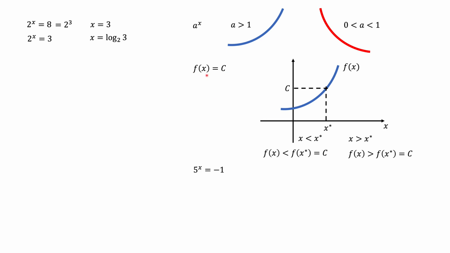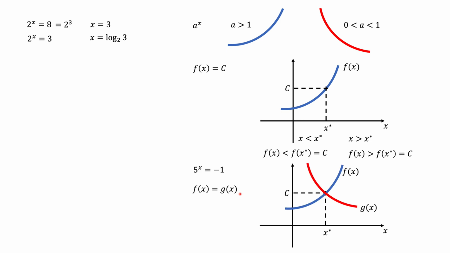Okay, so now we considered the case when we have a monotonic function equal to some constant, and we said we can have either 0 or 1 solutions. The other situation that sometimes people see is an equation of this type. We have some function f of x on the left equal to some other function g of x on the right, and we know that one of them is monotonically increasing and the other is monotonically decreasing. And in this case, we have the same story.